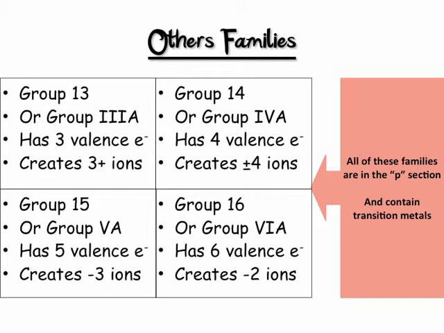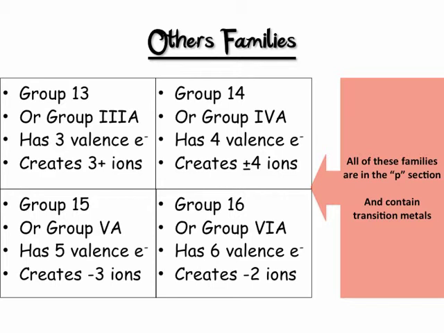It just depends on what the element is and what the other element is near it on how it's going to form or if it will form. Group 15 or group 5A has 5 valence electrons. It will create negative 3 ions, so they are gaining electrons, and they're gaining 3 to make that magic number of 8. Group 16 or 6A has 6 valence electrons, so they create minus 2 ions.